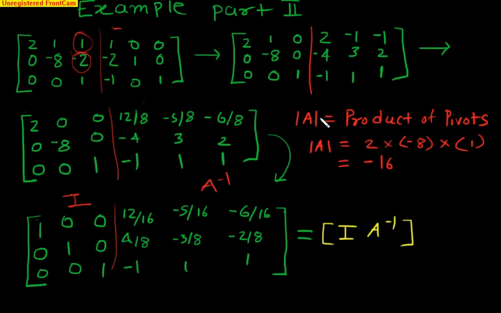One more important thing I want to tell you is that the determinant of matrix A is the product of its pivots. See here, we have 2, minus 8 and 1 as pivots. If you take the product of this diagonal, 2 into minus 8 is minus 16, into 1 is minus 16. This is our determinant of A. You can cross check by finding the determinant of A. It will be minus 16.